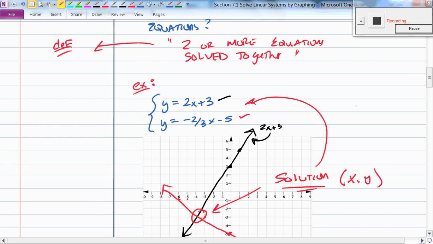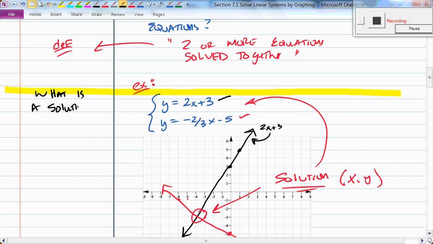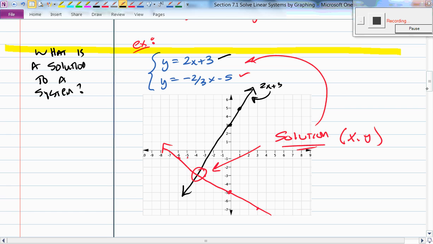A great question that we could ask ourselves on the left-hand side of our Cornell notes would be, what is a solution to a system? If you can answer that question, then that would give you full mastery over that particular idea. So we're looking for where these two lines meet. We graph one line, graph the other line. That's our system. See where they meet, and that would be our solution.